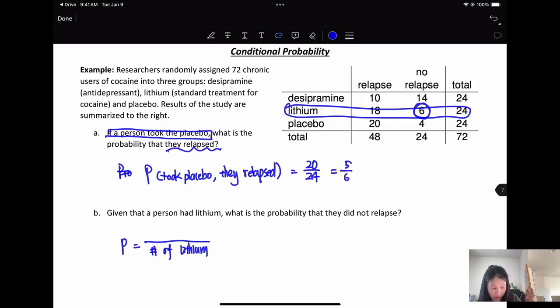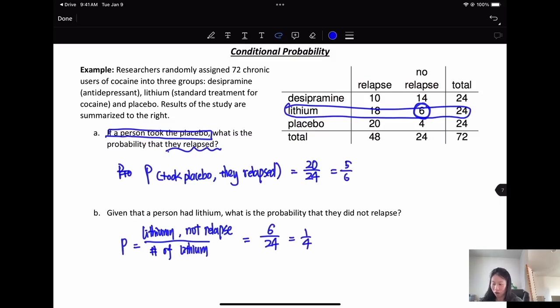So this number means the people who took lithium and they did not relapse. So that means it's 6 out of 24, which is 1/4.